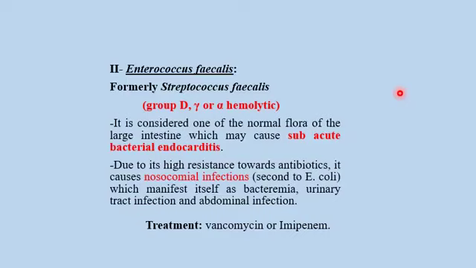subacute bacterial endocarditis. Due to its high resistance towards antibiotics, we find that Enterococcus faecalis, unlike the other streptococci, acquired resistance against a group of antibiotics. So it causes problems in hospitals, causing nosocomial infections, second to Escherichia coli, which manifests itself as bacteremia. It may cause bacteremia in the hospitals.